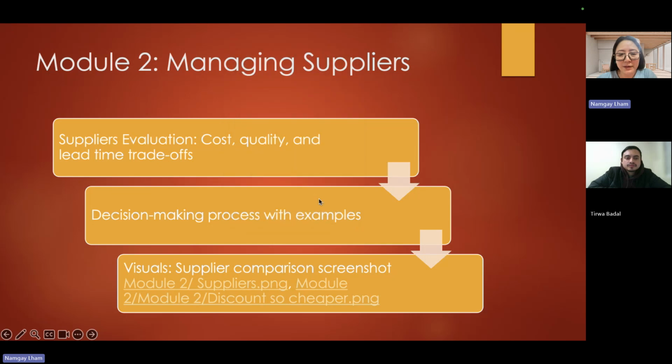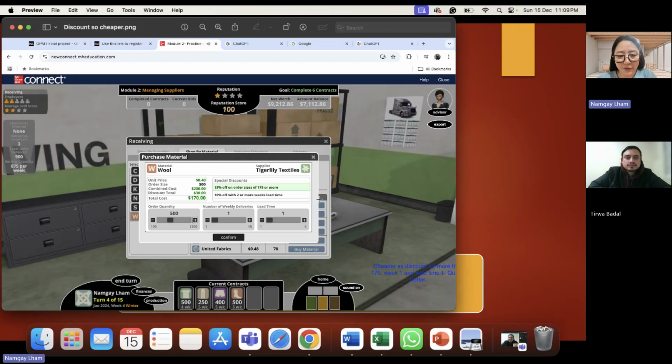Similarly, here in the screenshot, again we can compare the suppliers who have more discounts to offer based on the order size that we require. So we can make decisions between the suppliers in order to avail the highest discount and also maintain the standard that is being required.